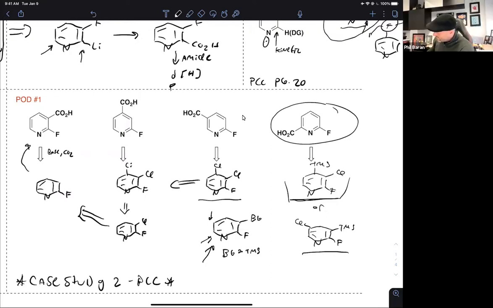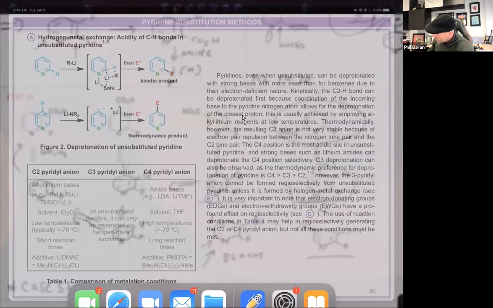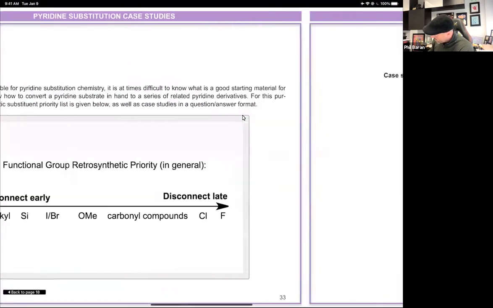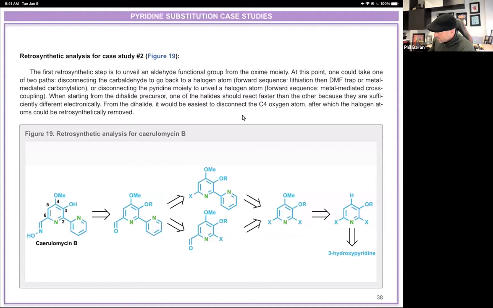Let's take a look at a vivid display of this in action with case study 2 from the PCC book. Case study 2 is how to make this interesting little natural product from a substitution series of events. Now, retrosynthetically, we can obviously bring the oxime back to the corresponding aldehyde. We then have two choices. We can imagine that aldehyde comes from a halogen-metal exchange quenching with DMF followed by a Suzuki coupling, or a Suzuki coupling followed by halogen-metal exchange and DMF.